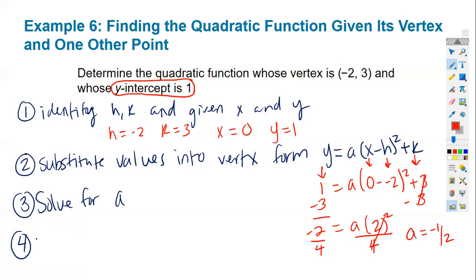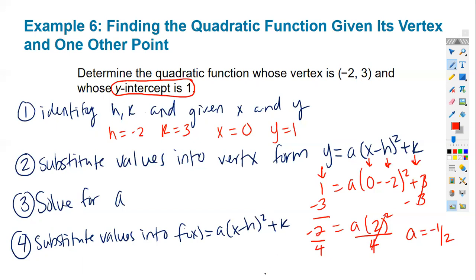is to substitute. You can write plug in if you want values into the function. F of X equals A times X minus H squared plus K. Okay, because I said function, that means you're not plugging in your X and your Y, only your A, H, and K, the other variables, the parameters, not variables in this case.